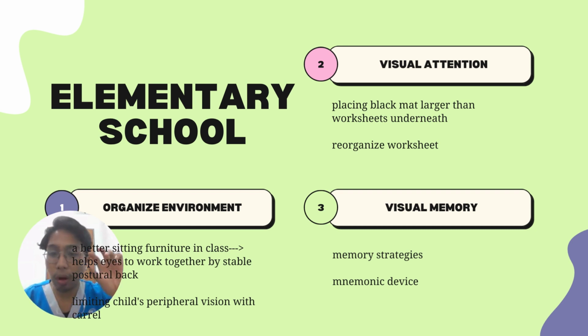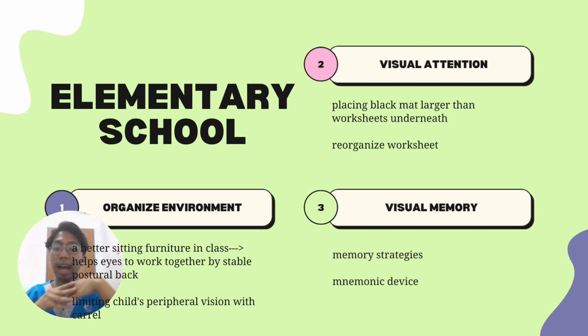So, when it comes to organized environment, the first thing that comes into your mind is the class, right? In the class, we need a proper height of chair for them to be able to see. Kalau terlalu tinggi apa jadi dan kalau terlalu rendah apa jadi. This is for their eyes to work together with a stable posture. When they have better posture, they can have great attention, great focus and great visual perception.